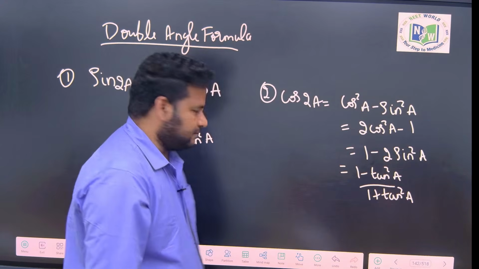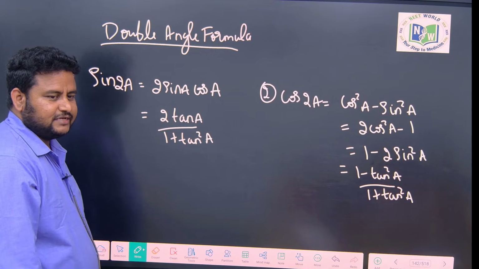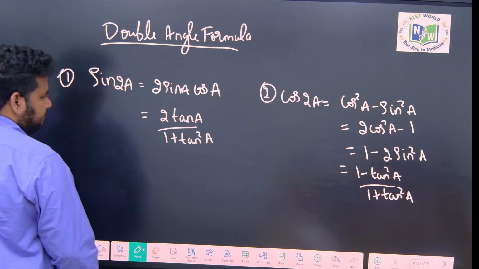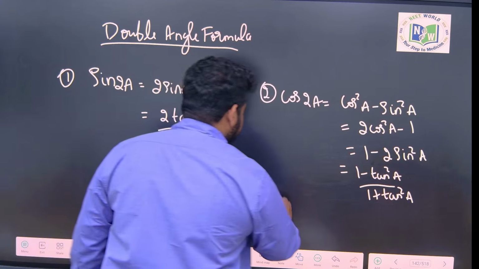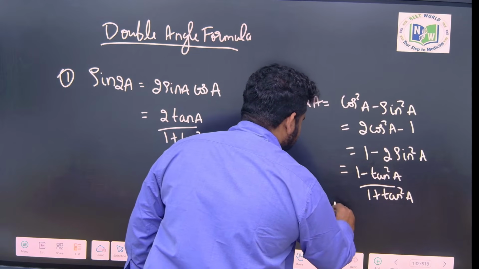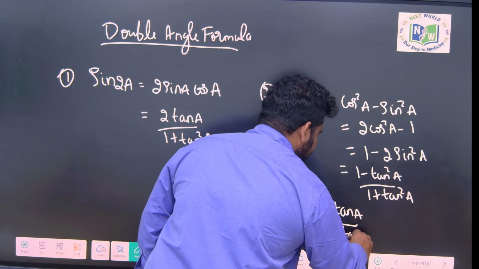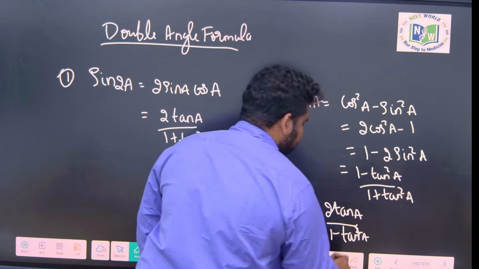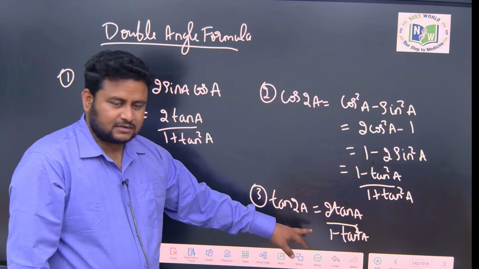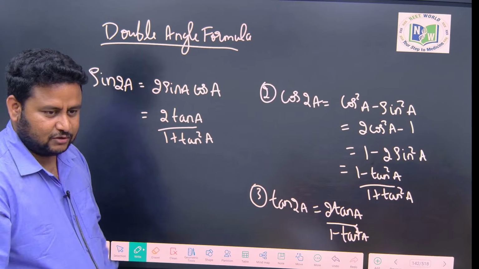But when I write tan 2a itself, tan 2a is nothing but 2 tan a by 1 minus tan square a. If I write in terms of sin and cos, the denominator will be 1 plus tan square a, but when writing directly in terms of tan, it is 1 minus tan square a. Now this formula you definitely know.